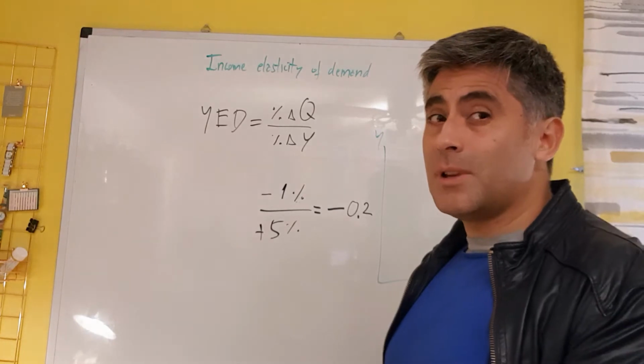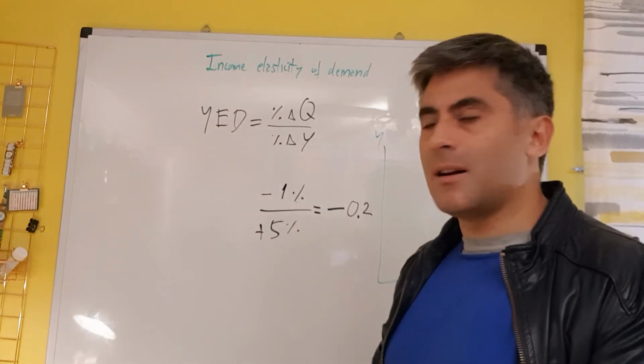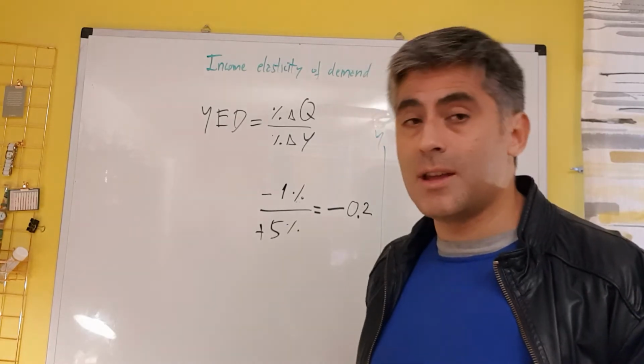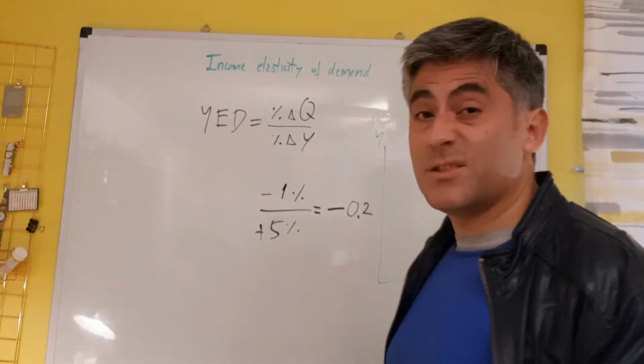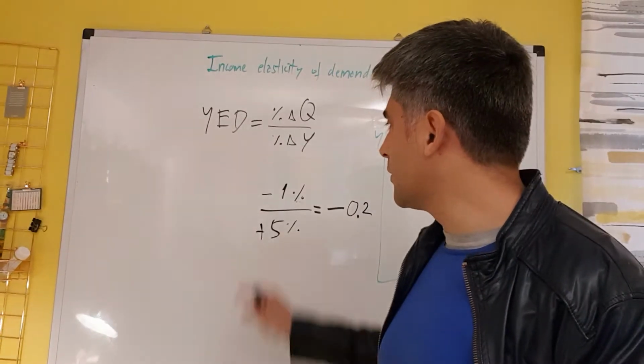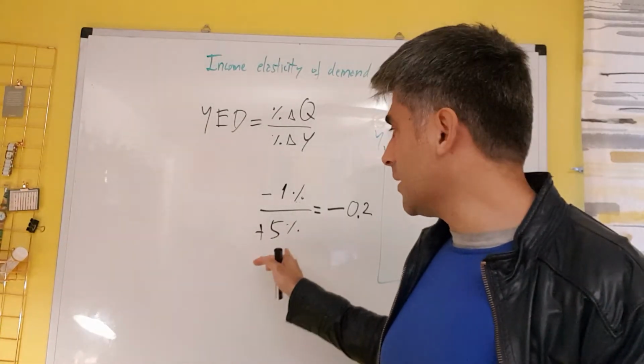So there's not much of a relationship. Income increases, and there's a decrease in the amount of chicken I buy. So it's an inferior good, yes, but minus 0.2 is quite a low figure. I only stop buying minus 1% for every increase of 5%.